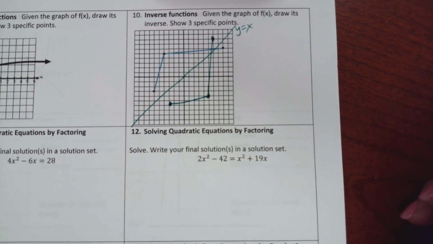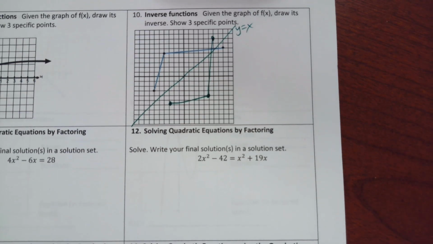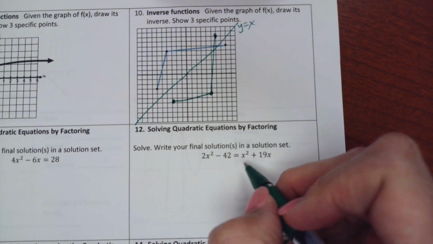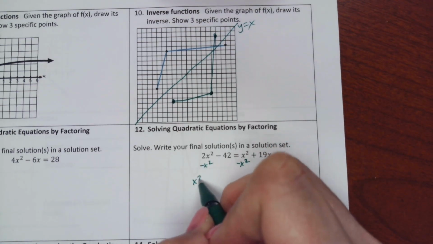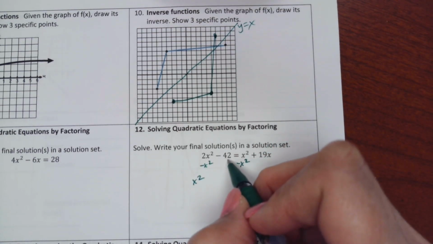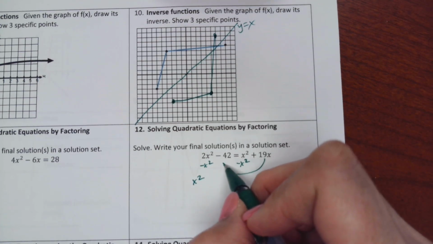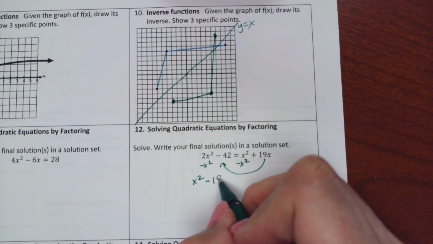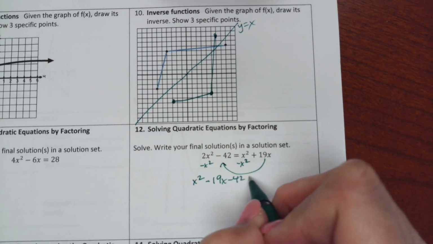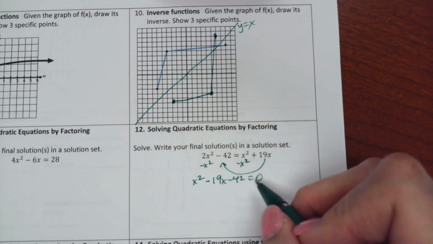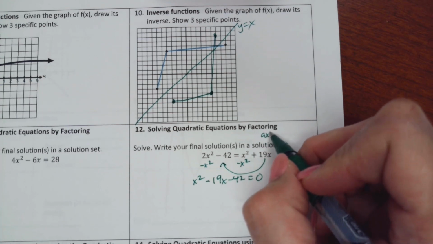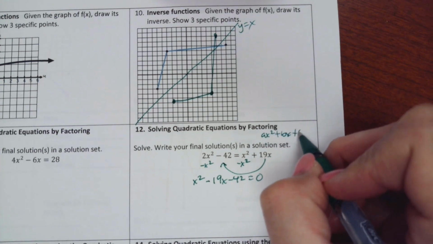All right, over here, solving by factoring. You're going to have to get everything on one side. So take away x squared. So it gives me 1x squared minus 42, and this 19x is going to come in the middle, so it turns into a minus 19x and then minus 42. The 19x belongs over here. It has to be in order, basically ax squared plus bx plus c order.